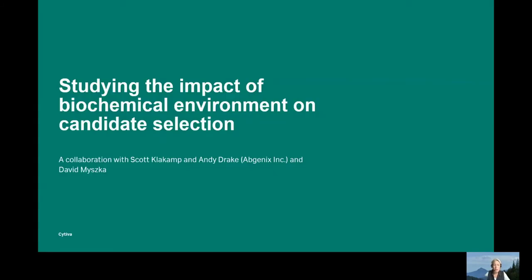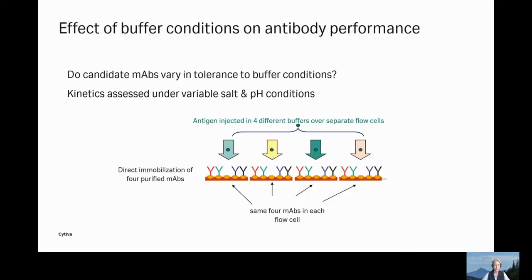The next study looks at the impact of the biochemical environment on detector molecule binding. This is a collaboration with Scott Clackamp and Andy Drake from Upgenics and David Mishka. The authors of this study asked the question: does the binding of detector antibodies tolerate varying buffer conditions? And to answer this, they investigated the binding behavior under variable salt and pH conditions.